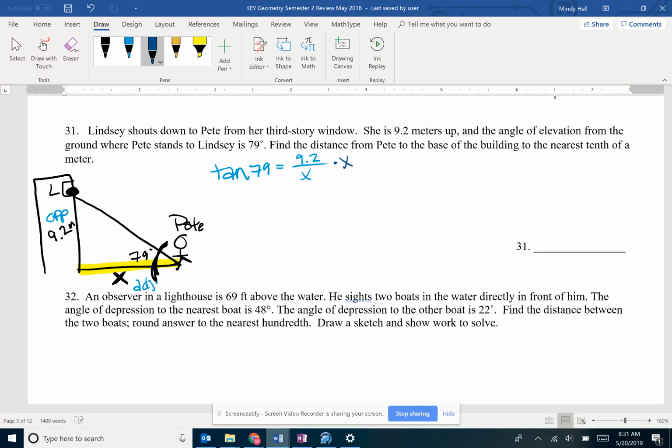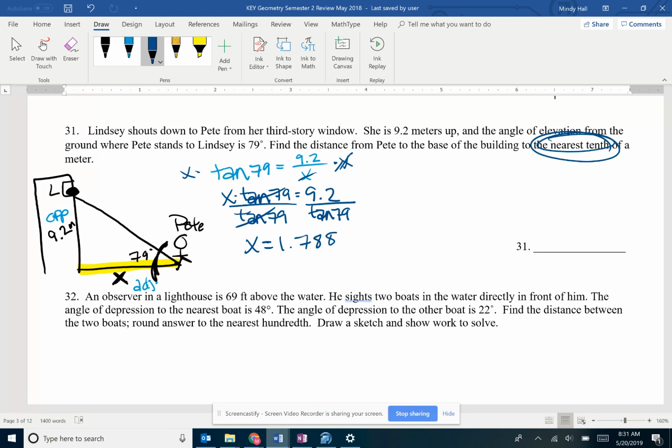So then to solve this, we would multiply by x to cancel it out on the left. So we have x times tangent 79 equals 9.2. And then we divide by tangent 79. So then 9.2 divided by tangent 79 is 1.788. Because we need the nearest 10th, make sure you're always aware of what you're supposed to round to. 10th is the first one. So looking next to it, that 8 tells us to round up. So it's going to be 1.8 meters. Okay.